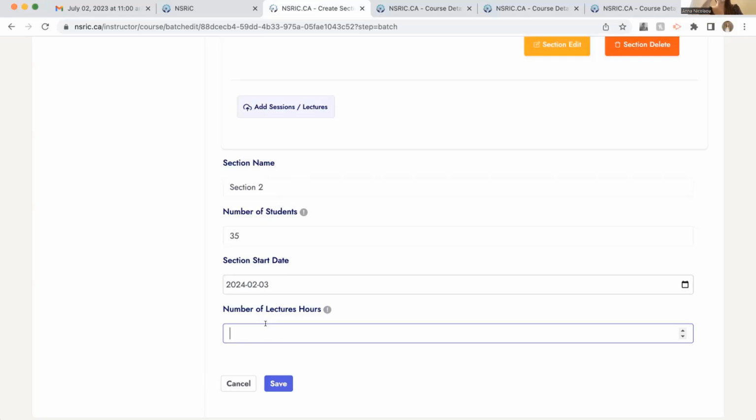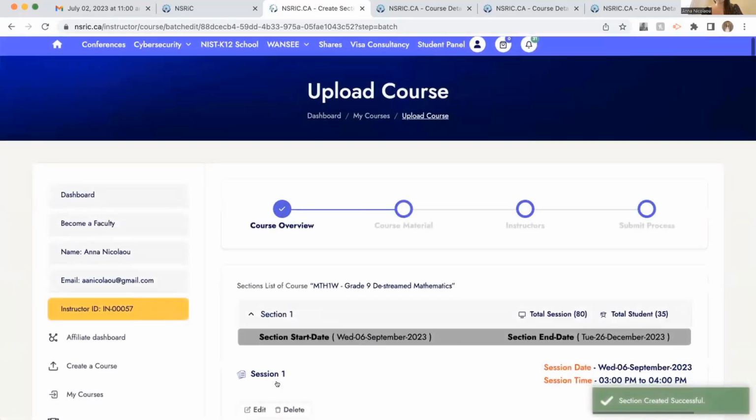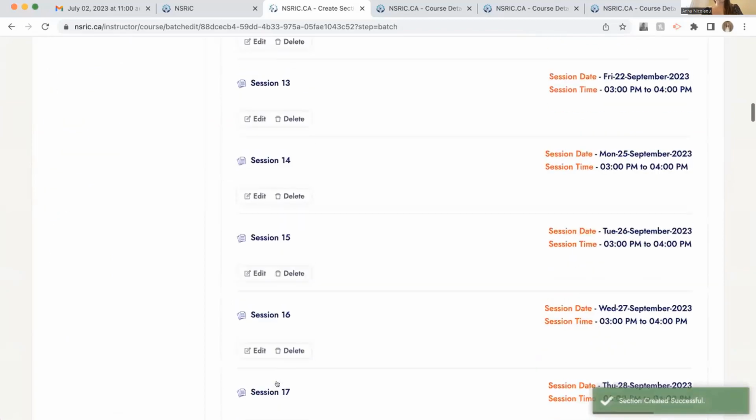So this field for lecture hours is just the number of lecture hours. Given that the total number of hours for this course was 110, I'm going to say, okay, let's do 80 lecture hours. And the rest of the hours can be them doing other things related to the course. Then I'm going to click save, and it takes me back to the beginning.